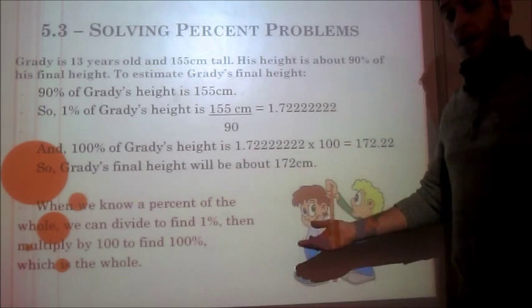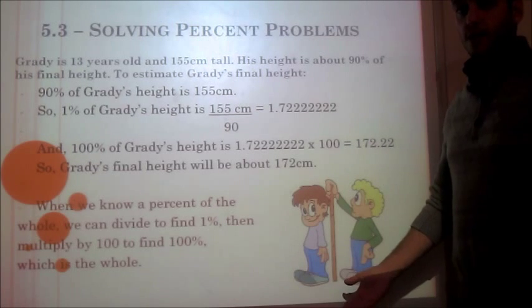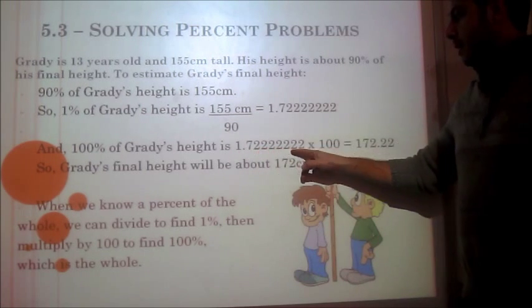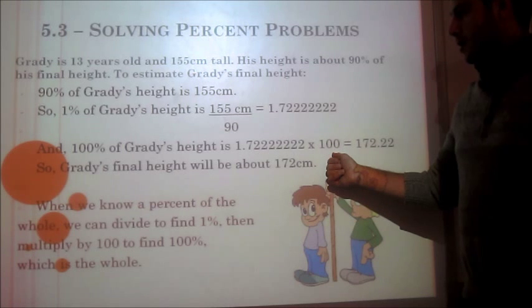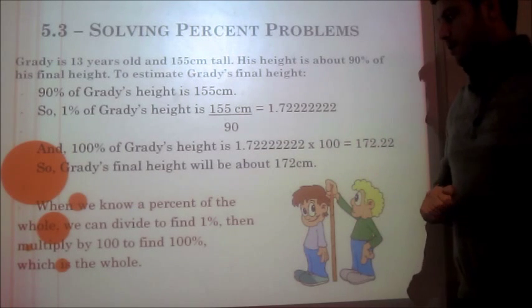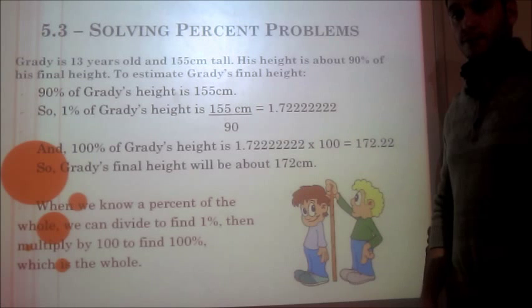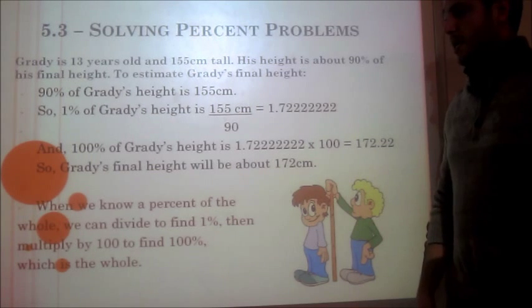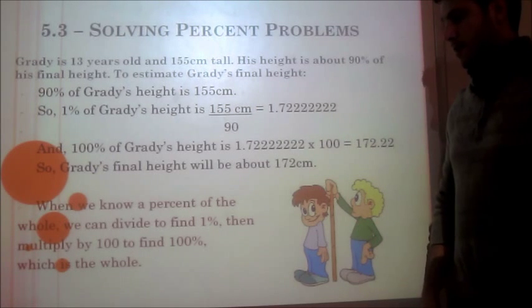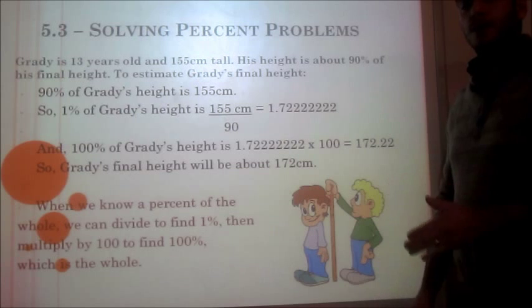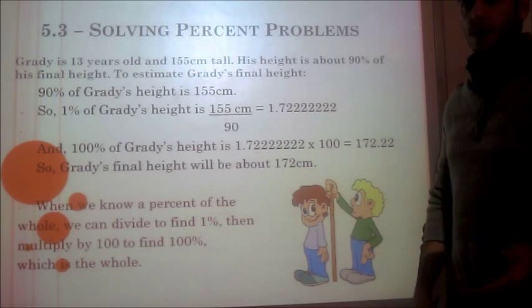And to figure out what 100% of his final height would be, we simply multiply this value by 100 to find that his final height will be about 172 centimeters. When we know what percent of the whole, of any whole, we can always divide to find 1%, then multiply by 100 to find 100%, which is the whole. Or if we wanted to find any other percent value, we'd multiply by that number.